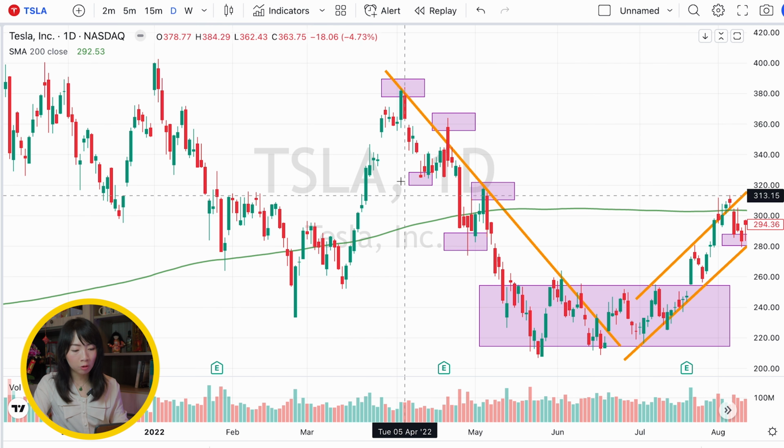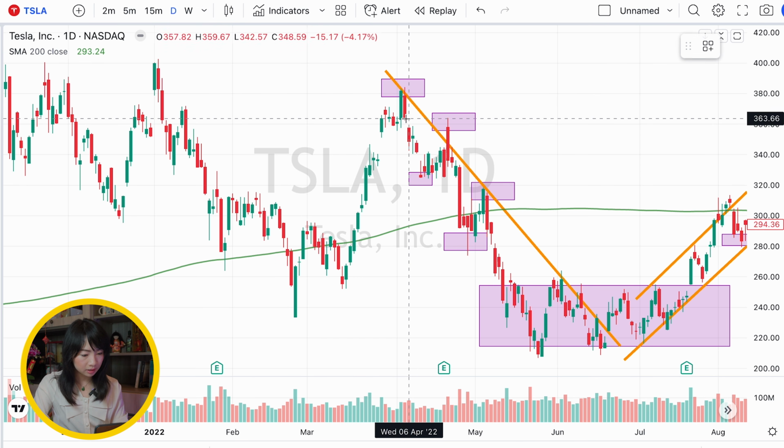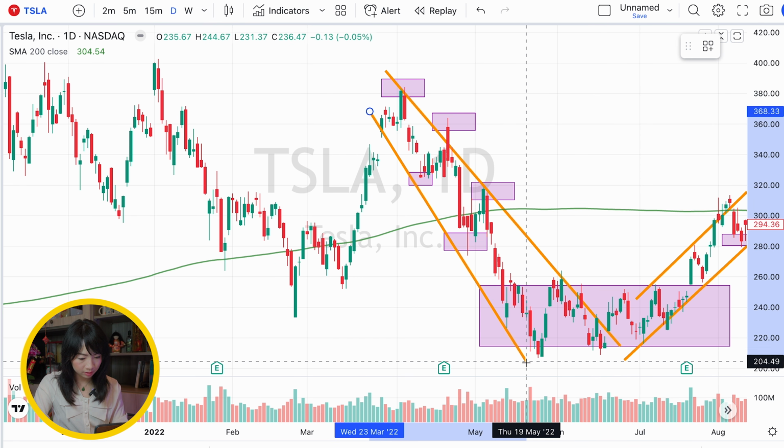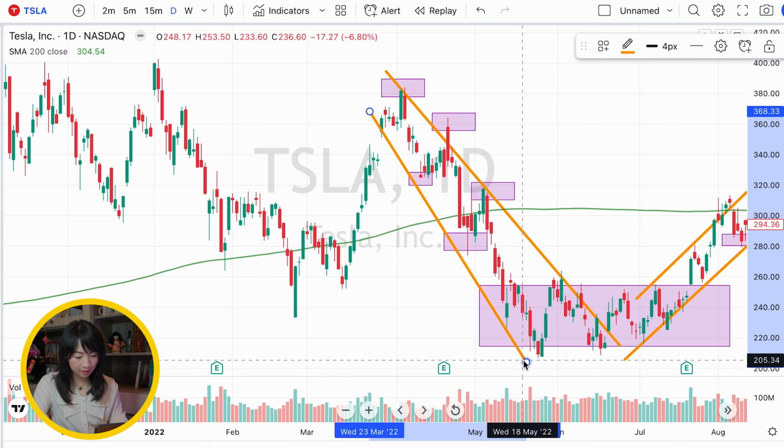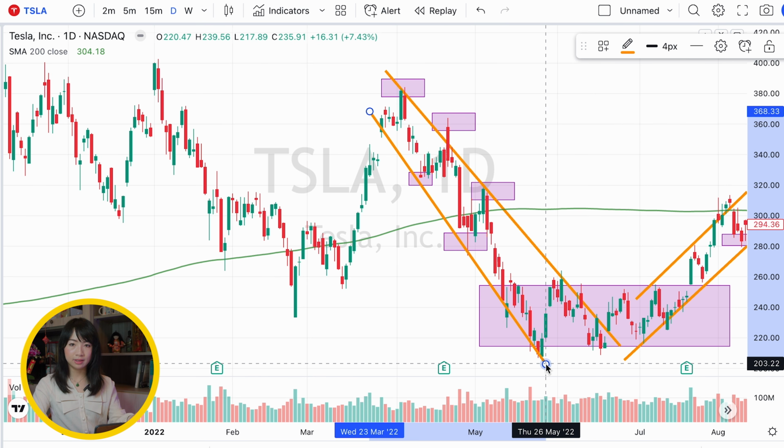So when you line up all the extreme highs and the extreme lows like so, that's when you get another trend on Tesla stock. In this case, this would look like a downtrend.